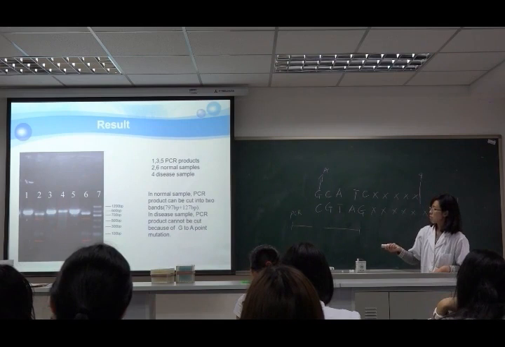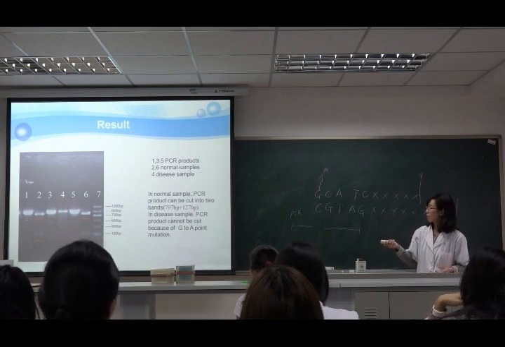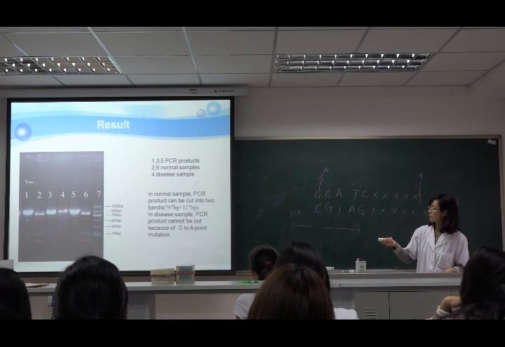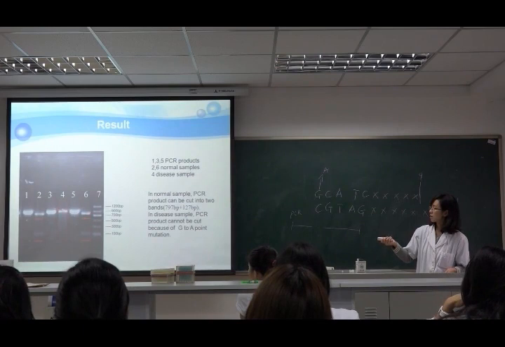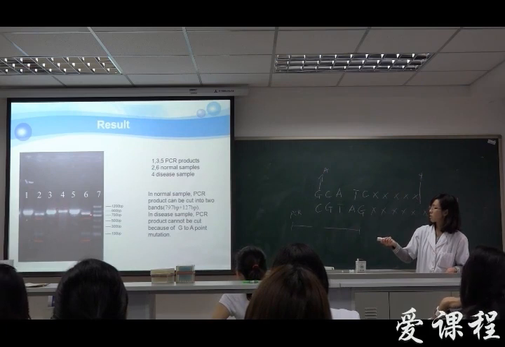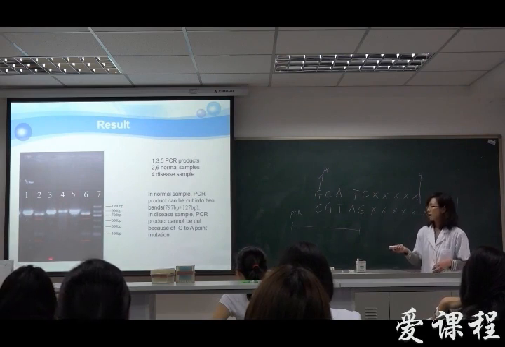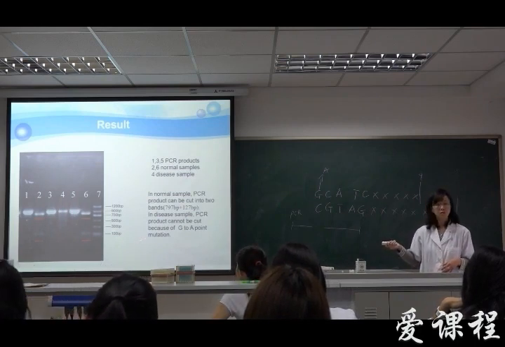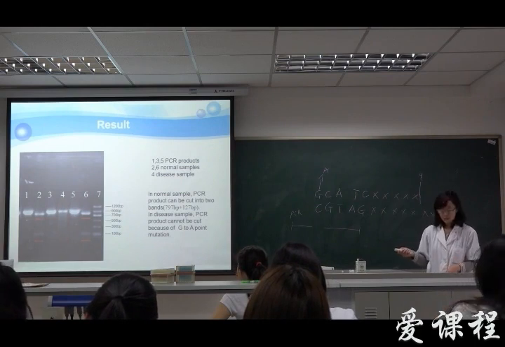However, sometimes the small one is very light. Maybe we cannot visualize it. However, we can see this one is smaller than the PCR product. If we cannot see the small 127 band, we can still see this one is smaller than this, which is 797, and this is 924. This one is smaller. Okay, because I'm afraid when we do the experiment, maybe we cannot see the 127 band. This is the result.